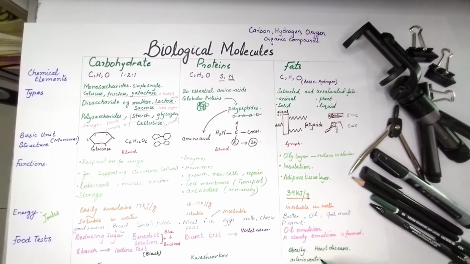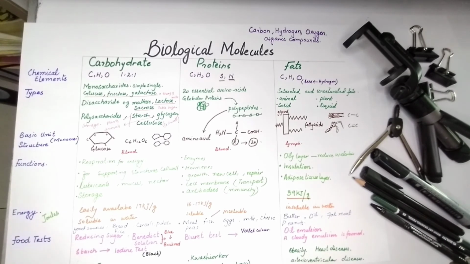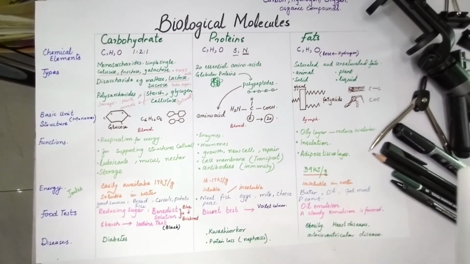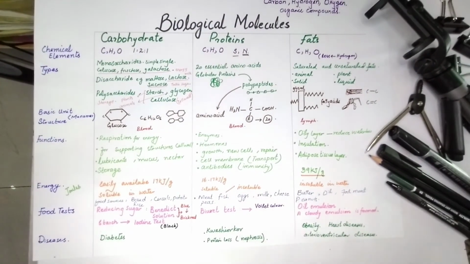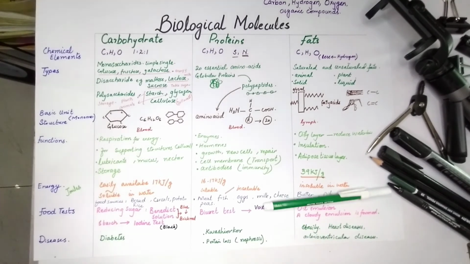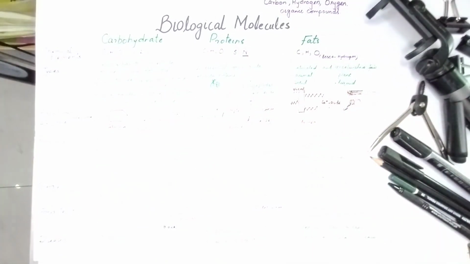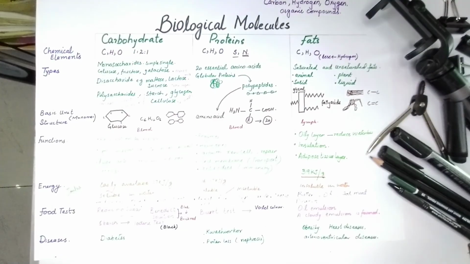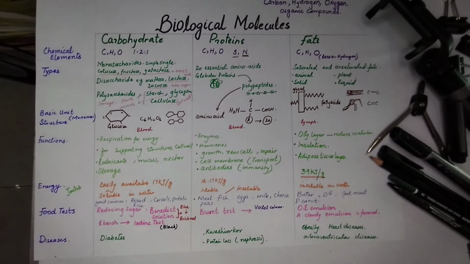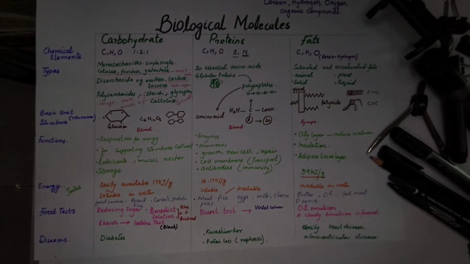Whereas for fats, we take the oily thing or the butter or anything you want to test. We put it into alcohol, we dissolve it, and then we form an emulsion layer on top of the water, which shows whether the fats are present or not. There are some diseases like diabetes, kwashiorkor and obesity, which are particularly related to each particular nutrient. You can find out about them in detail as well. So this was all about carbohydrates, proteins, and fats. Thank you so much.